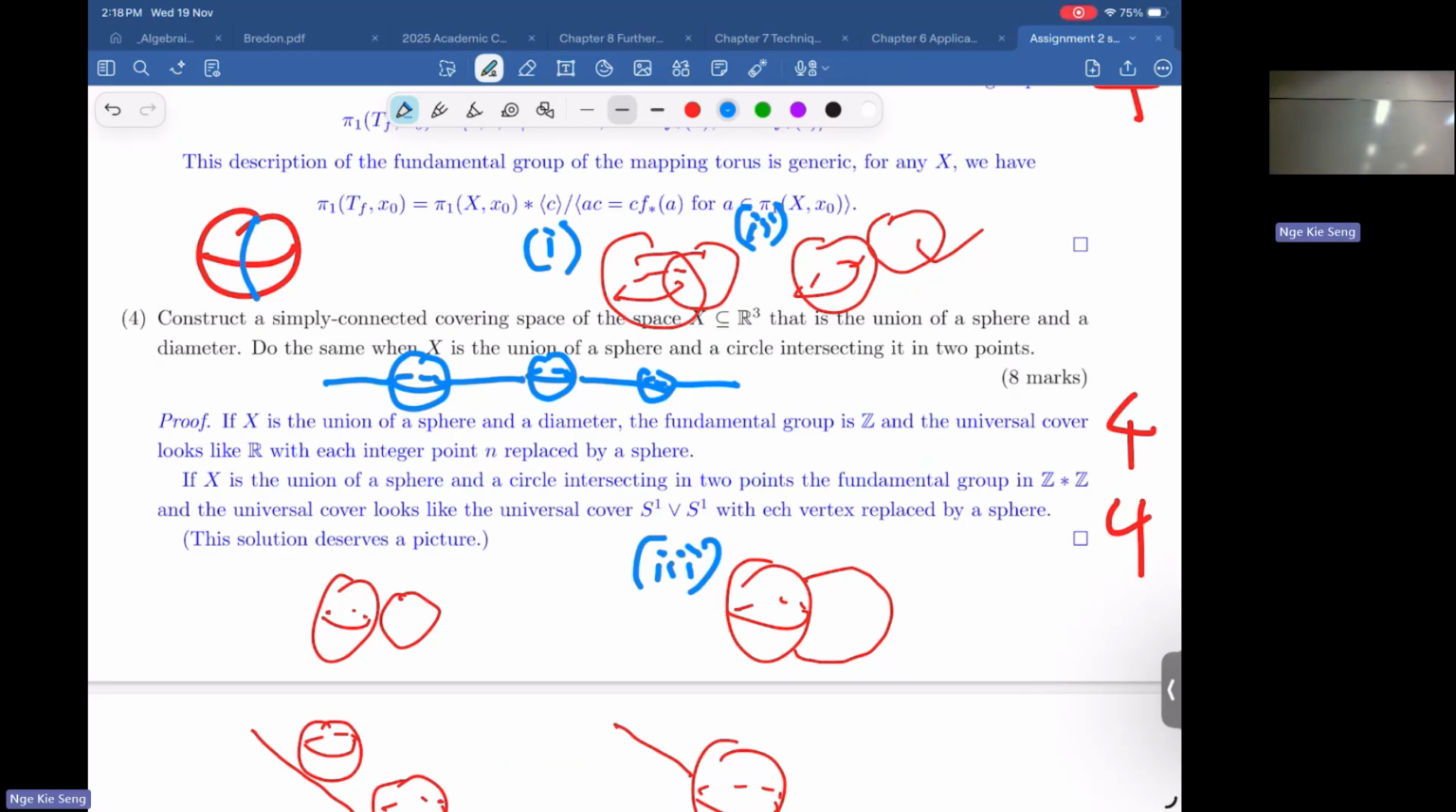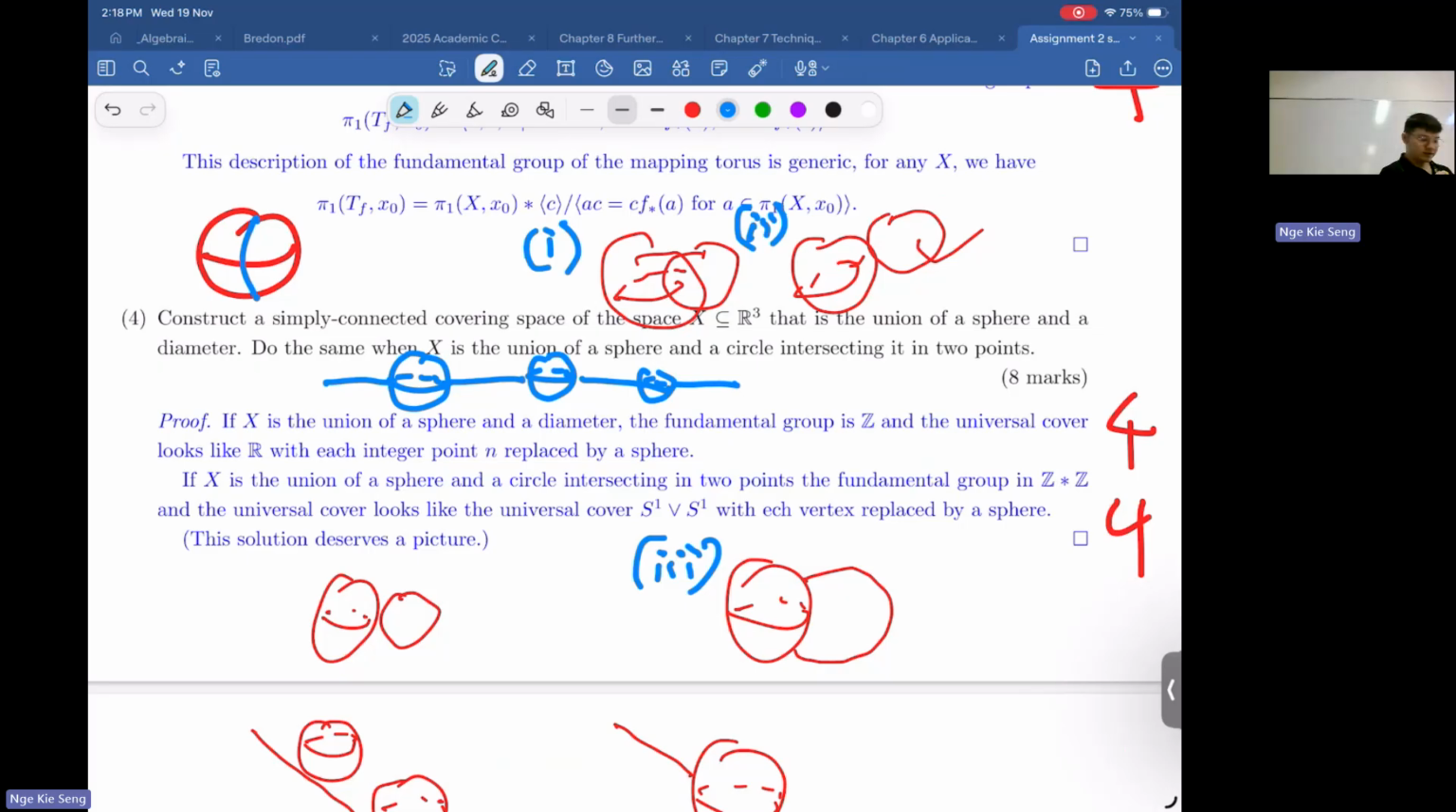For number 2, they intersect at 1 point, right? But for number 3, it's not a circle. But for the case of a union of sphere with circle intersecting at 2 points, this is actually the universal cover of X1 wedge X1 by replacing every intersection with a sphere. Okay. Yeah. So it's like a universal cover of X1 wedge X1 covered with a sphere. Is it true or not?